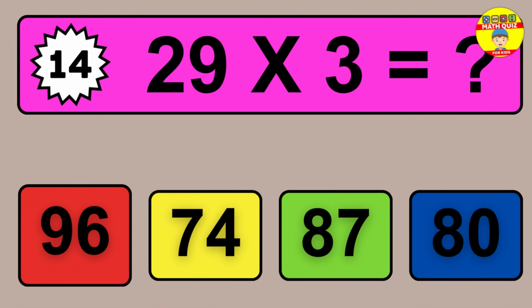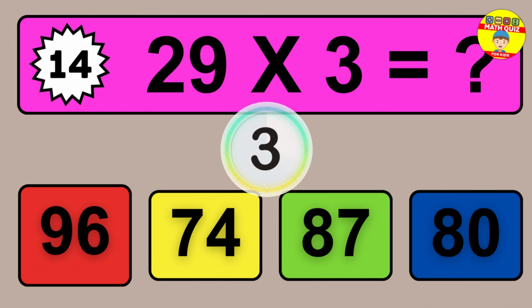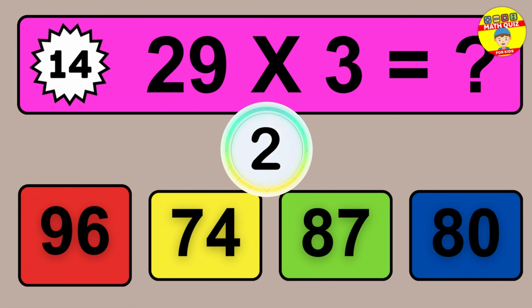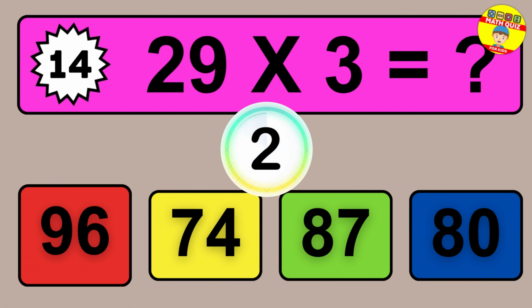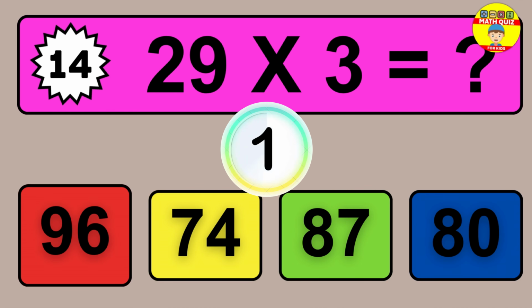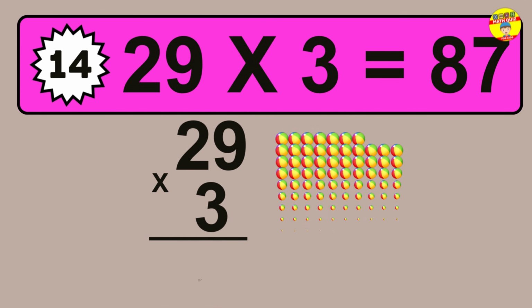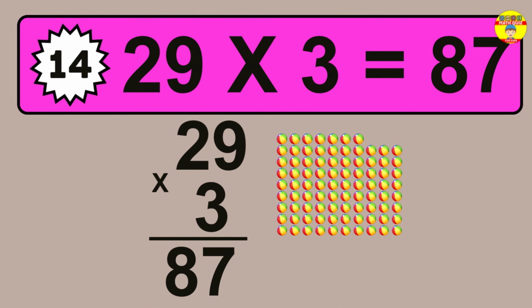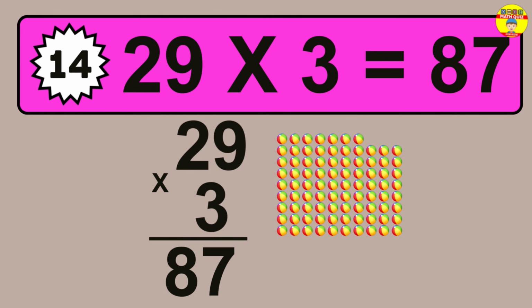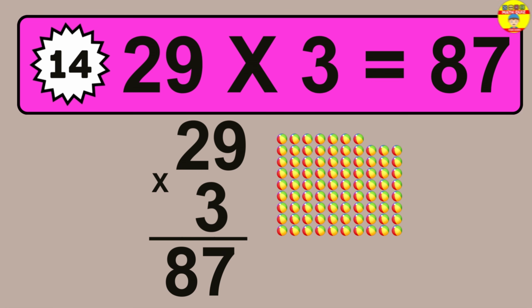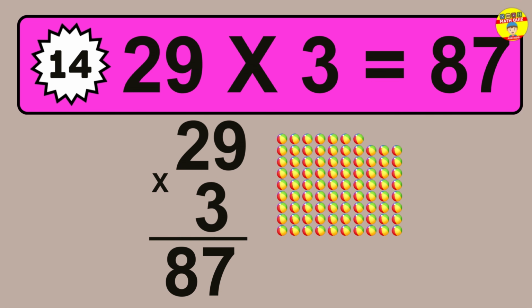Question 14. 29 times 3 equals what? So the answer is 29 times 3 is 87. To calculate, we have 29 groups with 3 balls each one. So how many balls do we have? 87 balls.